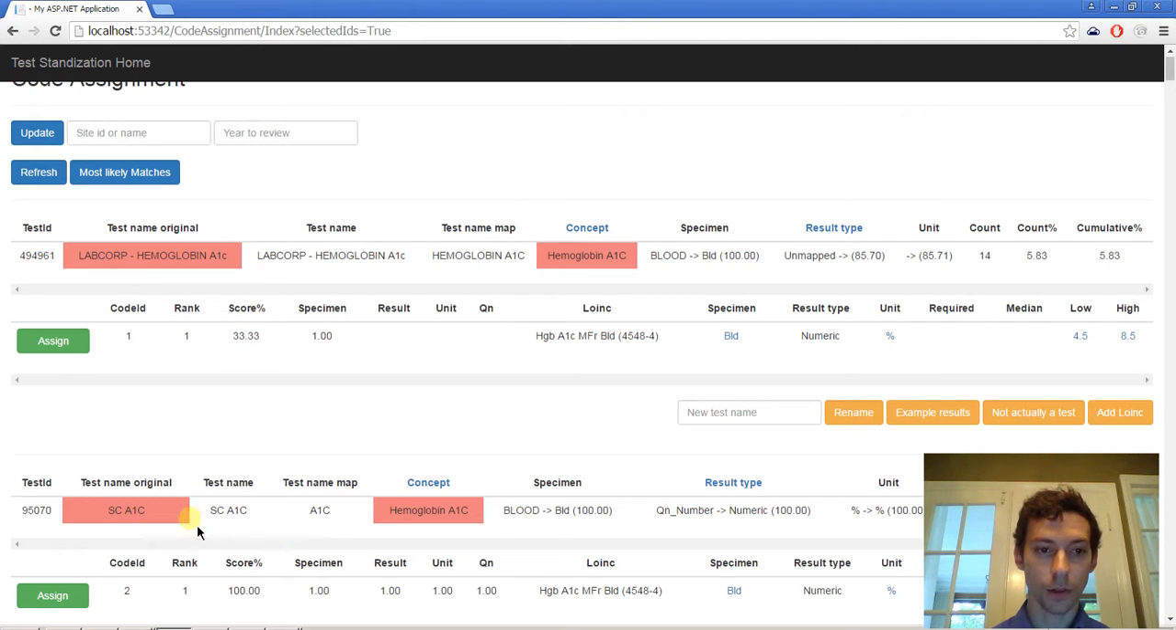If we look down a little further to this one, here to here, that's right, and then the score is 100%, so you know that this is the right code, and you can make that assignment without looking at any of the other data. The other data is here primarily to help you when the score isn't what you want it to be, or the concepts don't line up with the name. And so you can change all that.